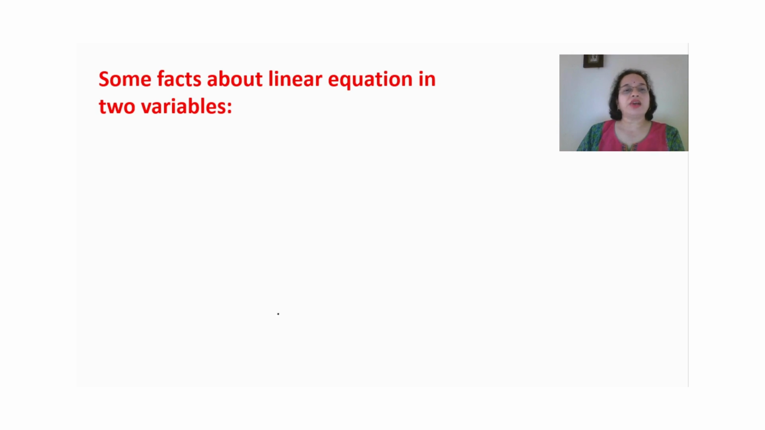Now we will see some facts about the linear equation in two variables. The first one, the power of the variable is always 1. Linear is related with 1. So the power of the variable is always 1 whenever we are talking about the linear equation. Or in other words, if the power is 1, the equation is known as a linear equation.